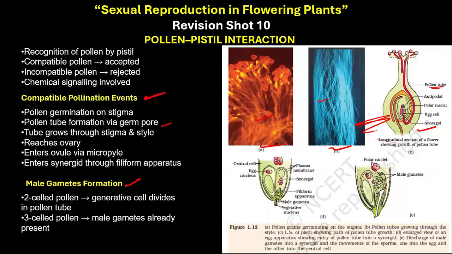Then in diagram D1, it's an enlarged view of an egg apparatus showing entry of the pollen tube into the synergid. You can see here, this is the pollen tube, and it is entering the synergids through the guidance of the filiform apparatus. Then this one, E, shows discharge of the male gametes into the synergid and movement of the sperms, one into the egg and the other into the central cell. This has been shown properly in these diagrams.